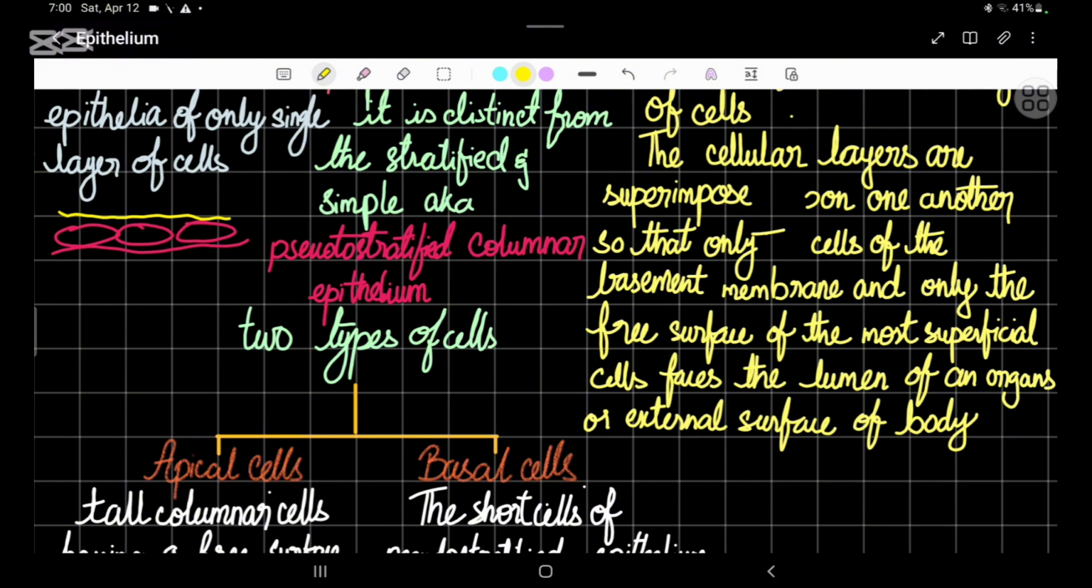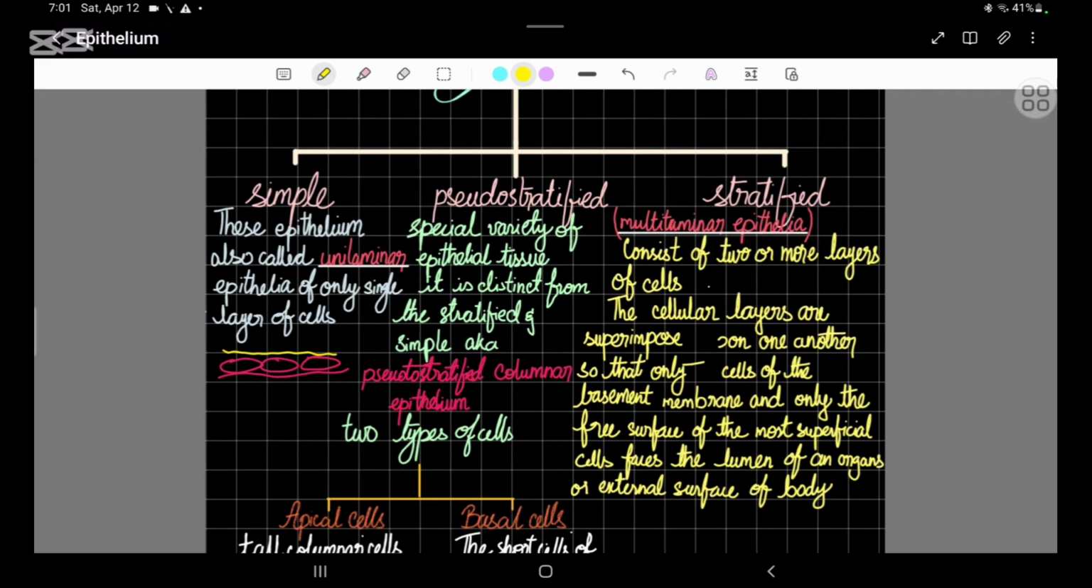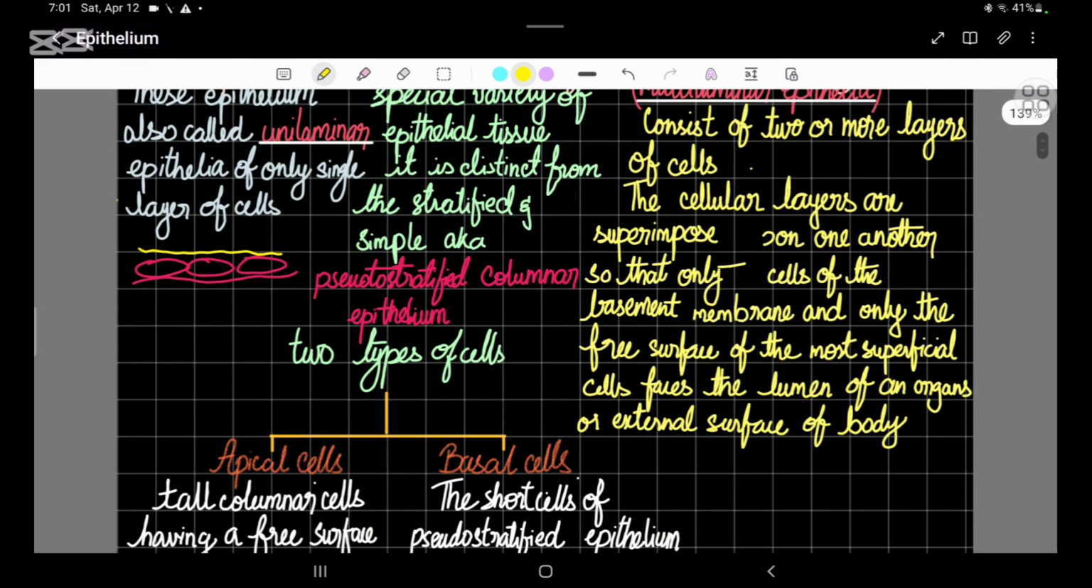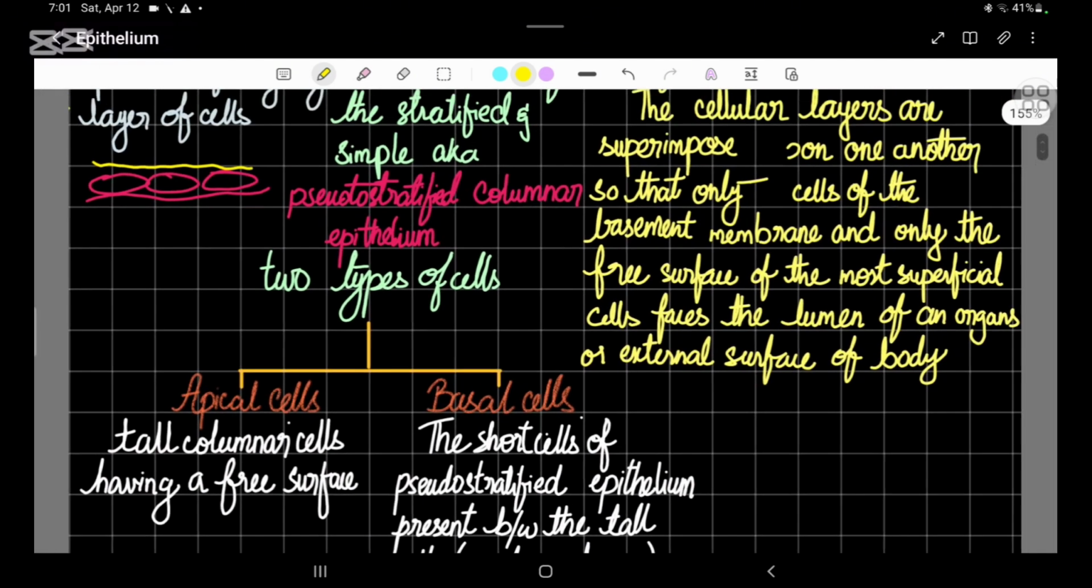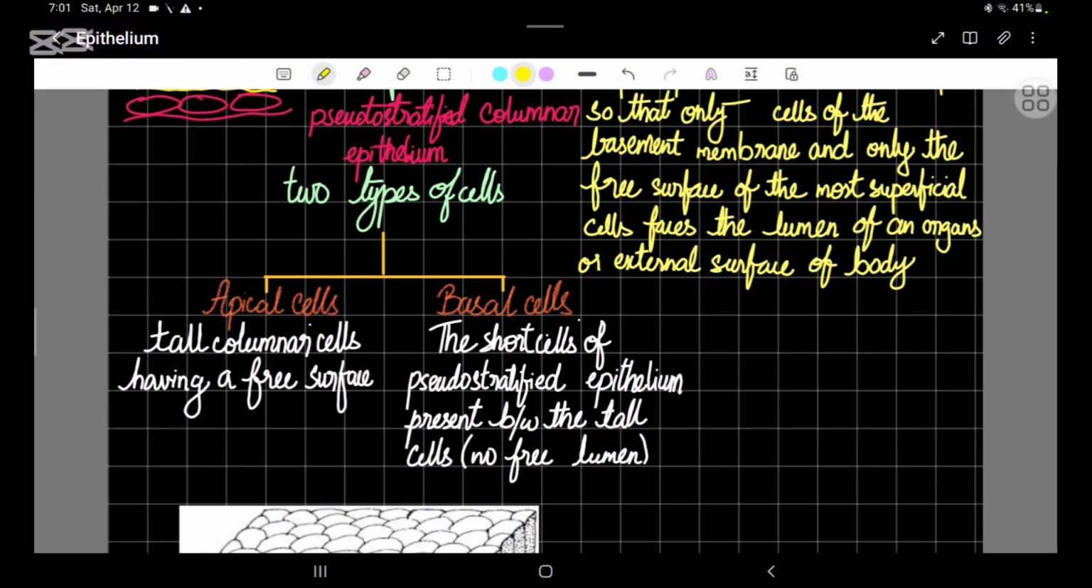If the cells are connecting to the basement membrane and they are free to the apical surface also, then they can be simple epithelial cells or pseudostratified epithelium. They cannot be stratified if the cells are touching the basement membrane and are on the apical surface simultaneously. But if the cells independently are touching the basement membrane, and individual cells are touching the apical surface, then they can be considered stratified because they have many layers of cells. And only the free surface of the most superficial cells faces the lumen of an organ.